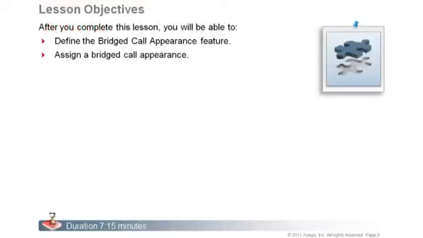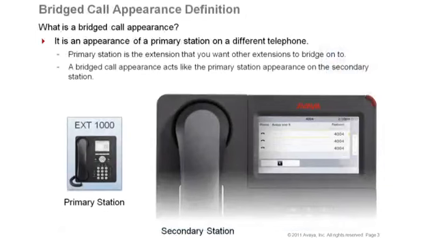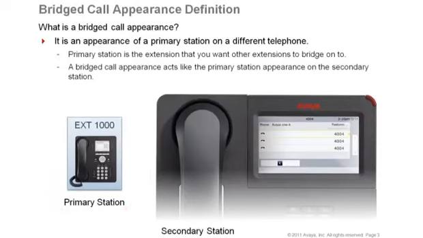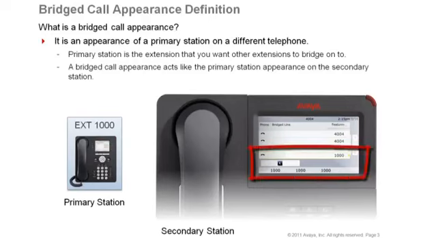After you complete this lesson, you'll be able to define the bridge call appearance feature and also assign a bridge call appearance. Bridge call appearance is an appearance of a primary station's telephone number on a different phone. The primary station is the extension that you want other extensions to bridge onto, and a bridged appearance acts like the primary station appearance on a secondary phone.